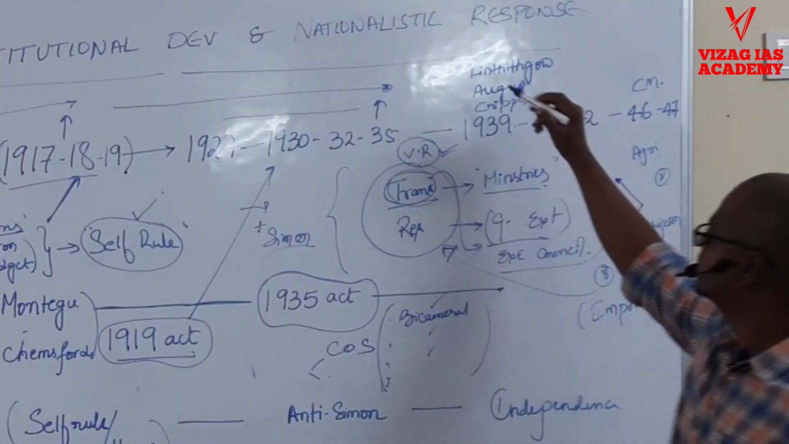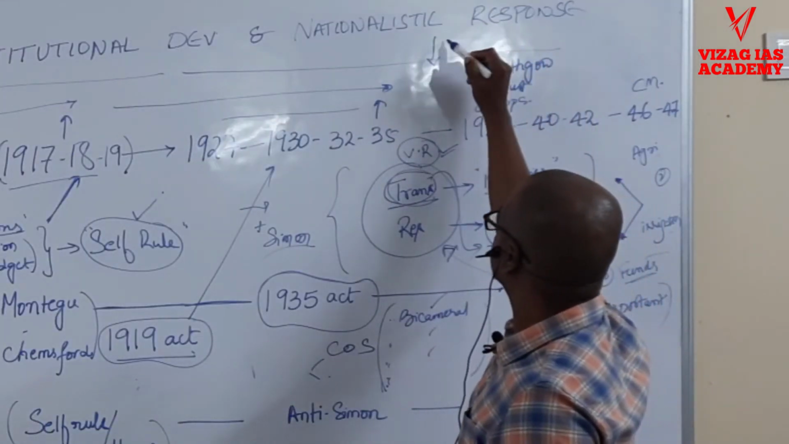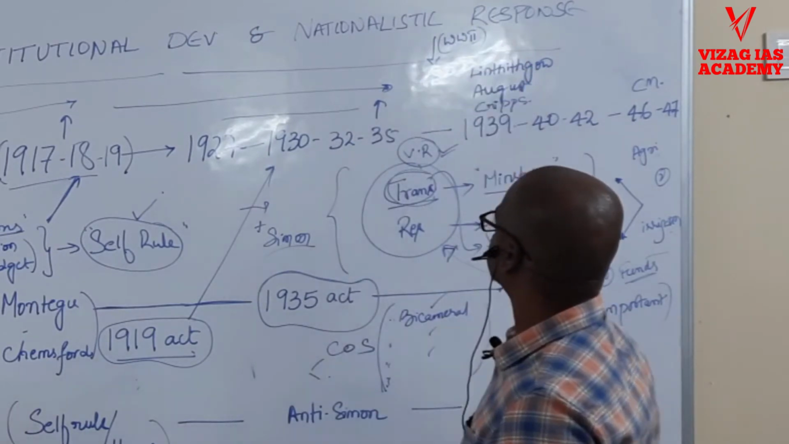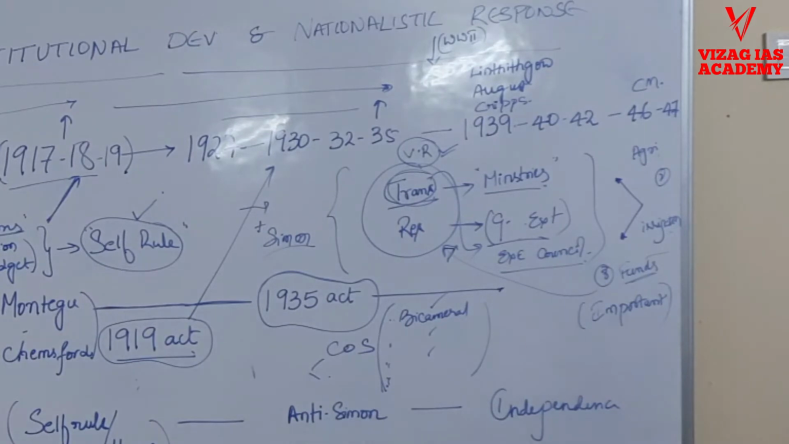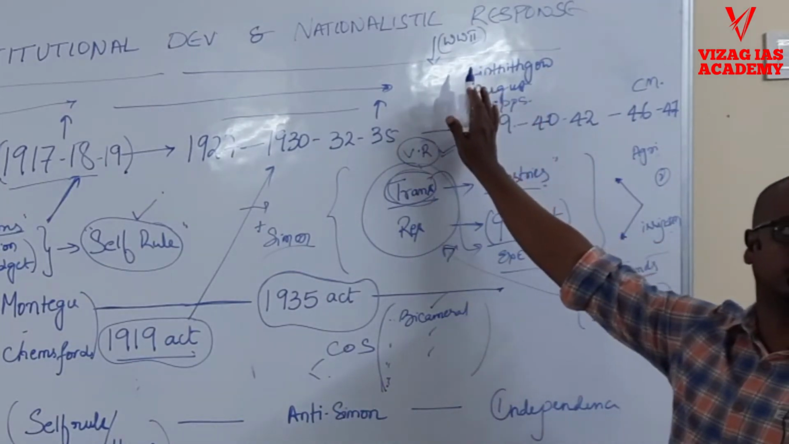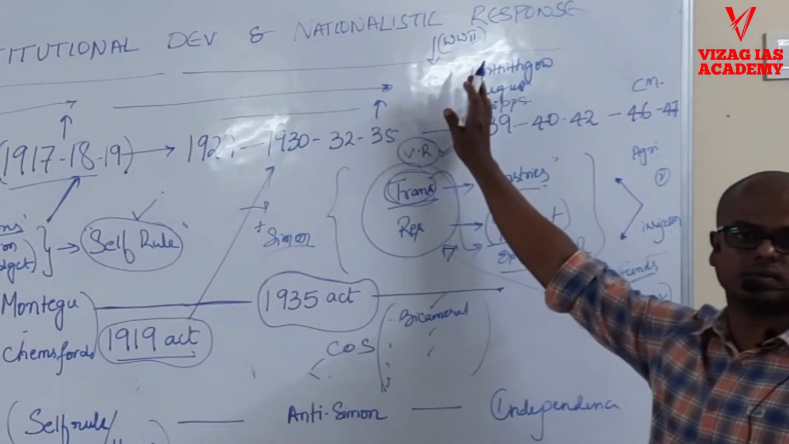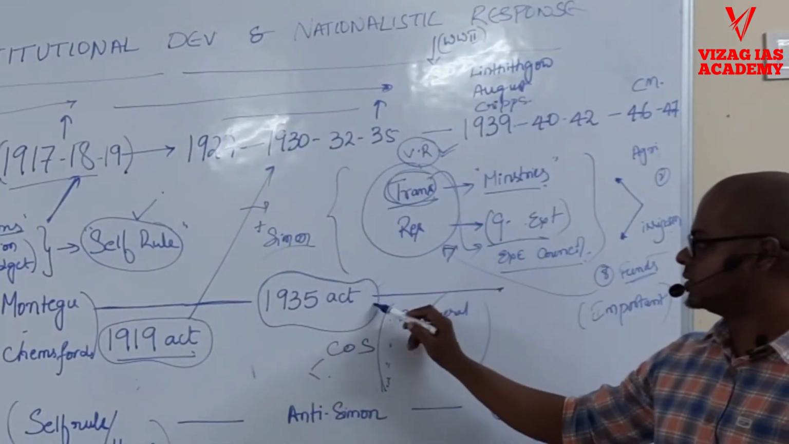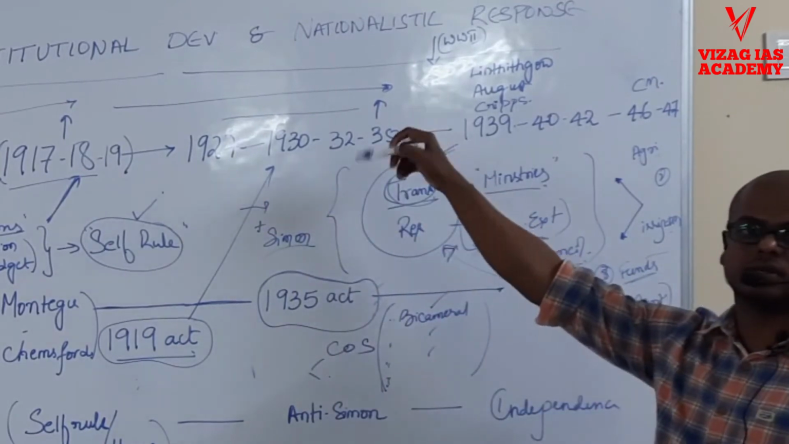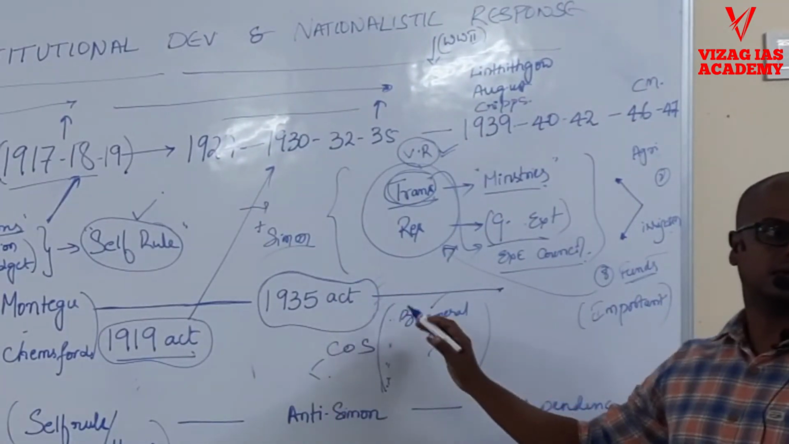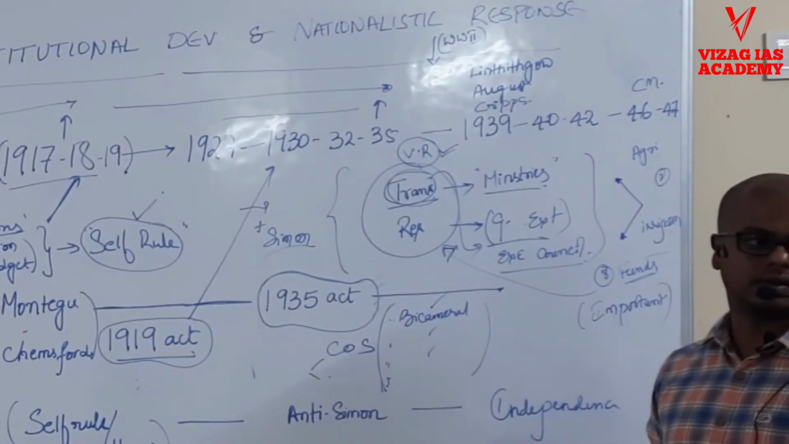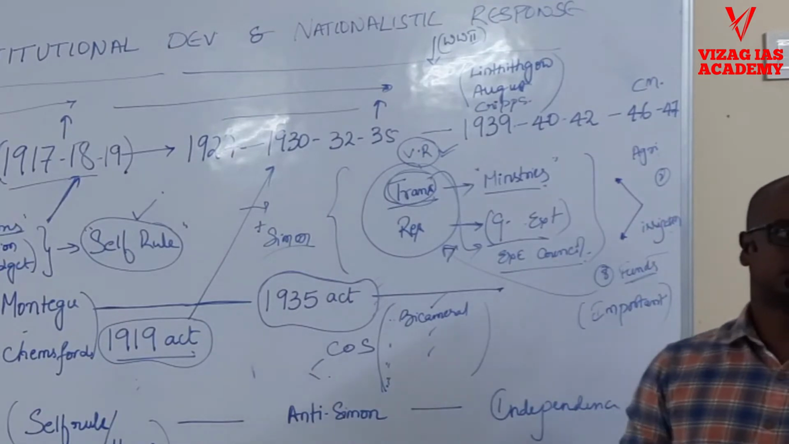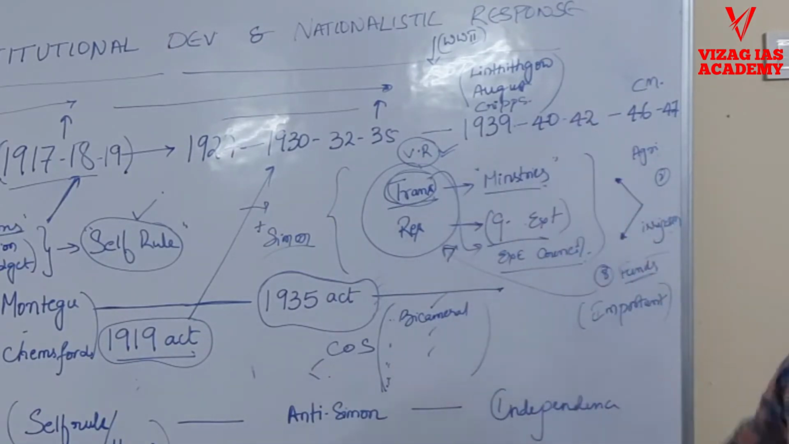And here, one major thing that happens is World War II. Due to the development of the events of the World War, where the British require India also to participate in the war, they have to promise further changes in the constitutional development, or through the 1935 Act, amendments in the 1935 Act. And they bring forth all these offers: the Linlithgow offer, the August offer, and the Cripps mission.